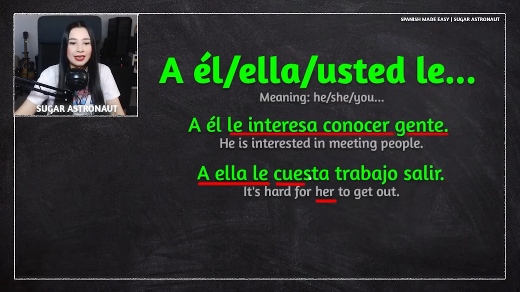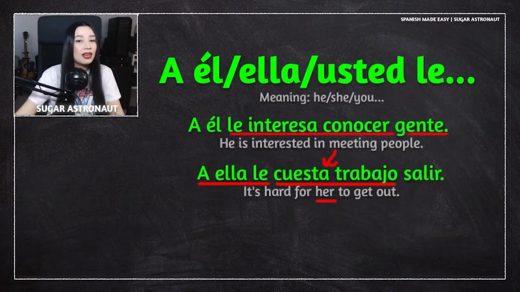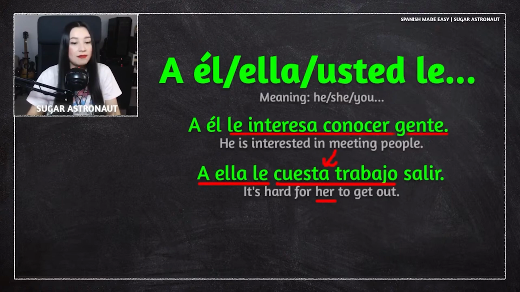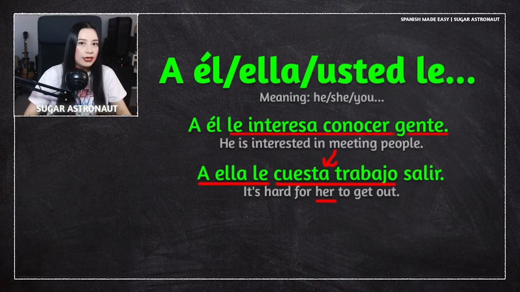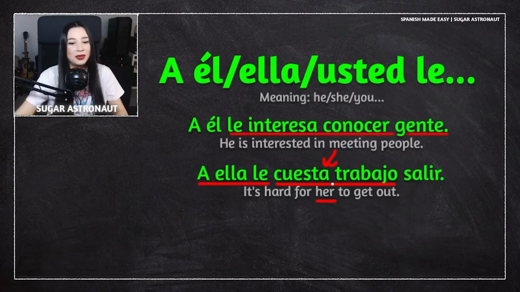So, cuesta trabajo. This is the verb, right? Costar. Costar trabajo means, in this situation, when something is hard to do, okay? When something takes some effort to do, it's hard, okay? So this is a very good phrase or verb to use.